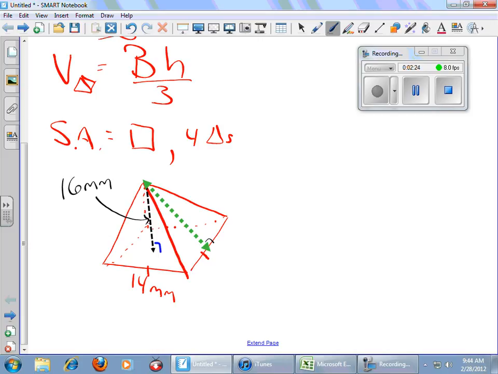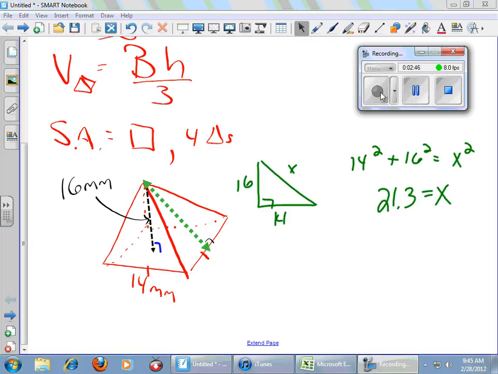Now to get that green segment is really easy. I'll just use my old friend Pythagoras. You don't have to do all this work, but I'm showing you how I get it. I know that this is 16, that's 14, that's x. I'll do 14 squared plus 16 squared, and that'll equal x squared. So I'll take a minute and solve that. It comes up to be 21.3 millimeters.